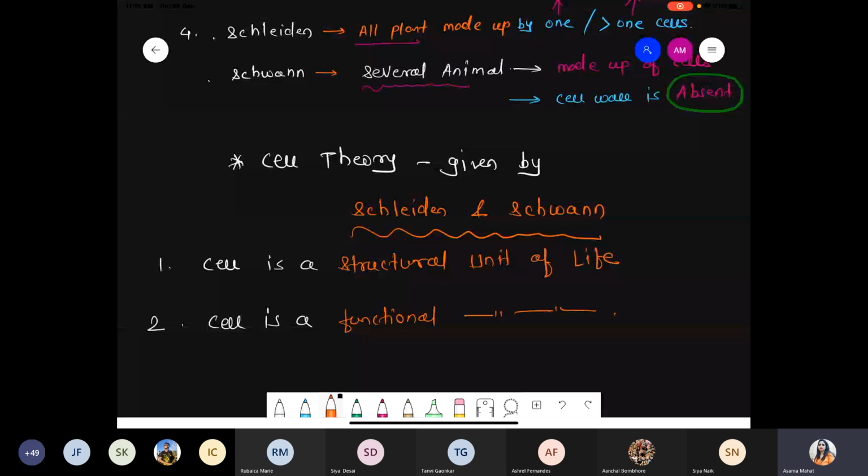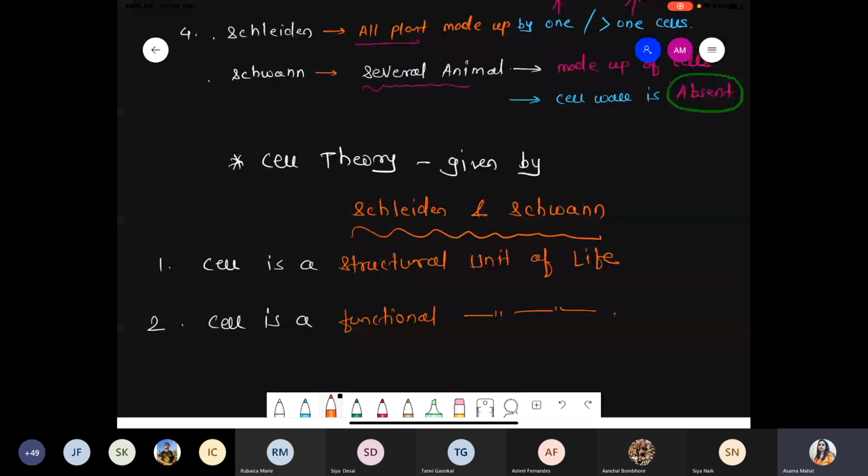Like inside the cell, chloroplast is present. So that chloroplast, they are performing a specific type of the function like photosynthesis. Inside the cell, mitochondria present, powerhouse of the cell. They perform the function that is ATP synthesis. So each and every cell, they have a specific type of the function. So yes, cell is a structural unit of life as well as they are functional unit of life.